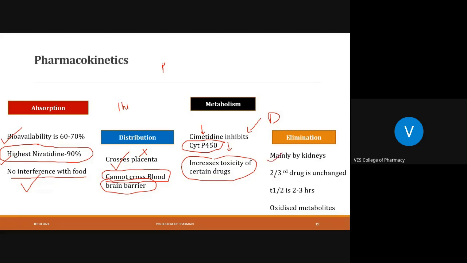Elimination by the kidney: 2/3 of the drug is excreted unchanged. Half-life is around 2 to 3 hours. Oxidized metabolite: in the excretion you are able to see the oxidized metabolite of this cimetidine.